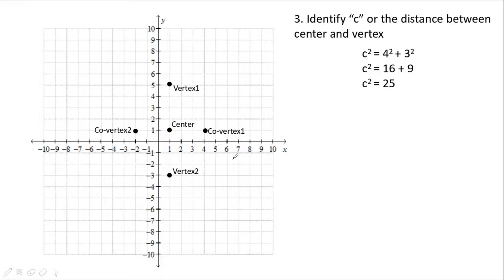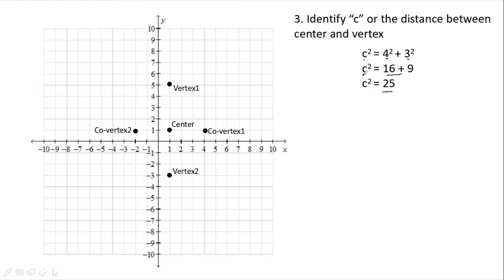So we can use the formula c squared equals a squared plus b squared to determine the value of c. Let's substitute the values of a and b. a is 4, squared, plus the value of b, which is 3, squared. Simplify: 4 squared is 16, 3 squared is 9, so add 16 and 9. Our c squared is 25.